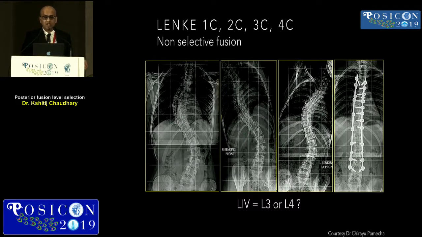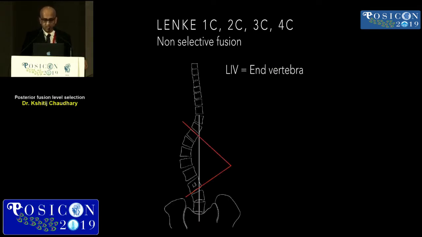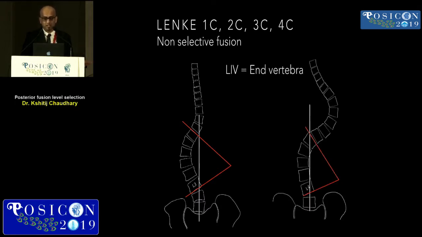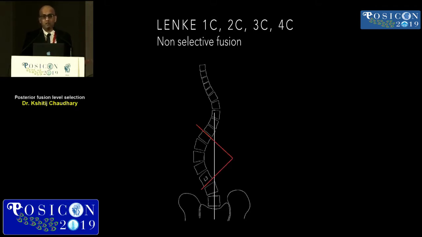For non-selective fusion, essentially the debate is between L3 and L4 for the last instrumented vertebra. And the general rule is that the LIV should be the end vertebra for these kind of fusions. So if L3 is the end vertebra, go down to L3. If L4 is the end vertebra, go down to L4. However, sometimes the L3 is the end vertebra, but the L3 vertebra is not touched by the central sacral vertical line. You can still stop at L3 provided that the L3 is within 3.5 centimeters of the midline.